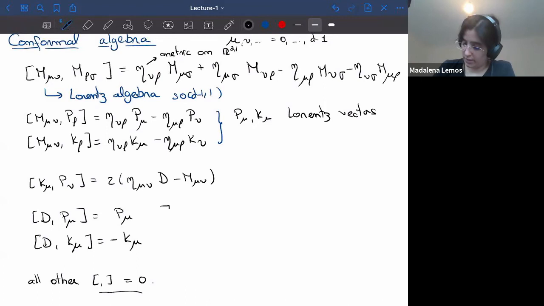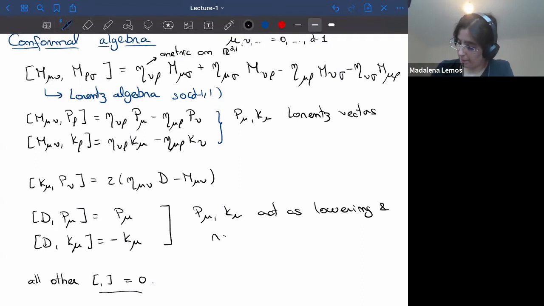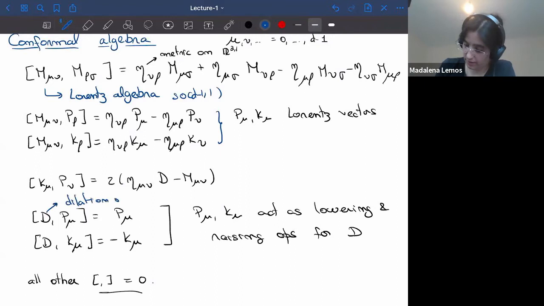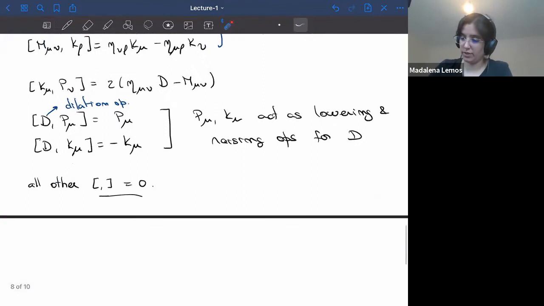And then we see that P_mu and K_mu act as lowering and raising operators. Or D. So the increase, this is called the dilatation operator. And P and K increase and decrease the value of D. So now we can build representations just like we would build representations for SU(2), for example.